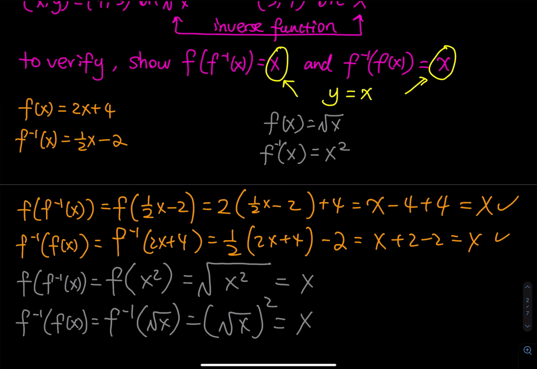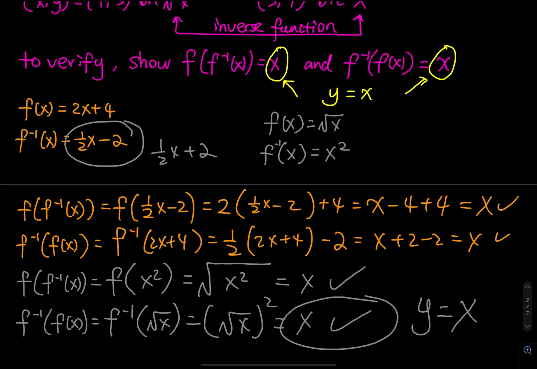Now this is a pretty convenient mistake. If I change this to 1/2 x plus 2, then what does that mean? You are not going to get an x, right? The composite function is not going to equal x. That means 1/2 x plus 2 is not an inverse function of 2x plus 4. If you don't get x at the end, y equals x is the mirror, the place that lets the function and its inverse interchange the domain and range, or interchange the x and y.